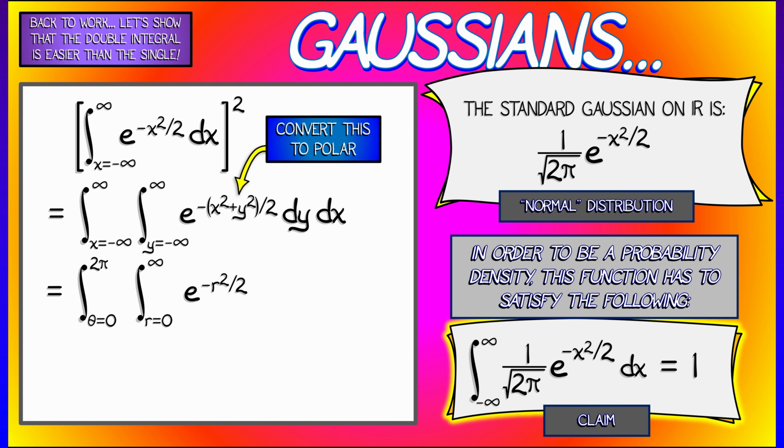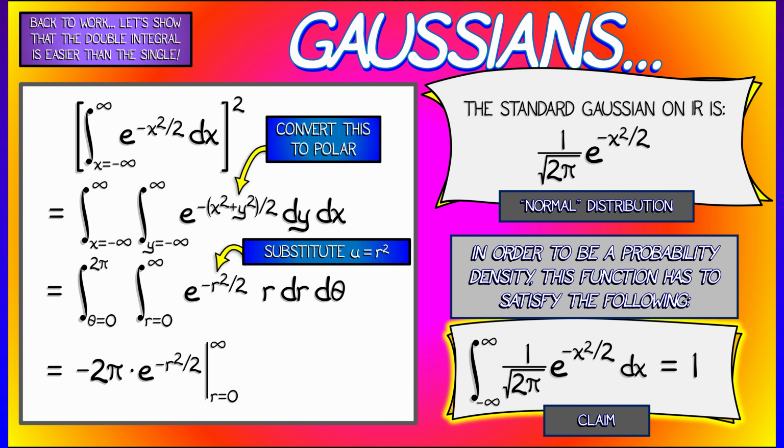That's nice. And then the area element converts to r dr d theta, and now we see how it's going to work. This is a classic u substitution integral, where u equals r squared, and du is 2r dr. Performing that substitution, doing the double integral, evaluating at the limits, and a little bit of algebraic manipulation gives me minus 2 pi times e to the minus r squared over 2, as r goes from 0 to infinity. That's 2 pi, and that is the square of the integral that we've been looking at.